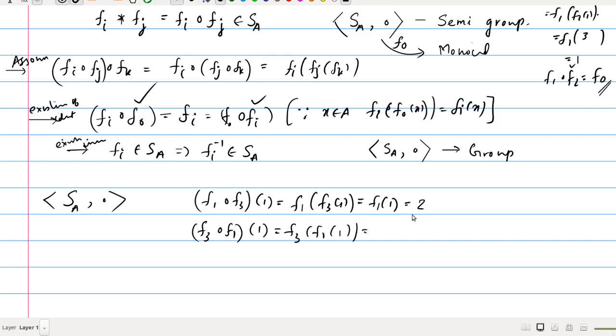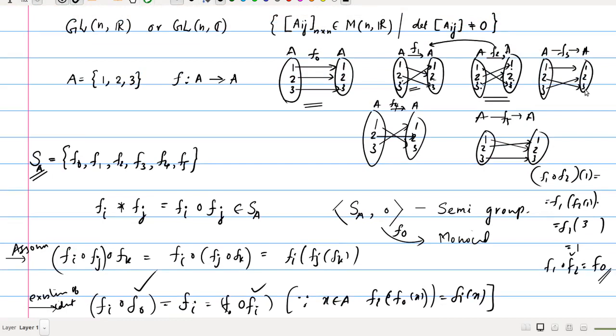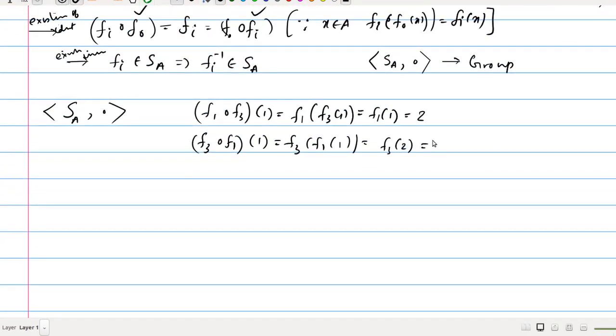What is F1 of 1? F1 of 1 is 2, then this is F3 of 2. What is F3 of 2? From this you can get F3 of 2 is 3. Okay, so that will be 2 and 3.